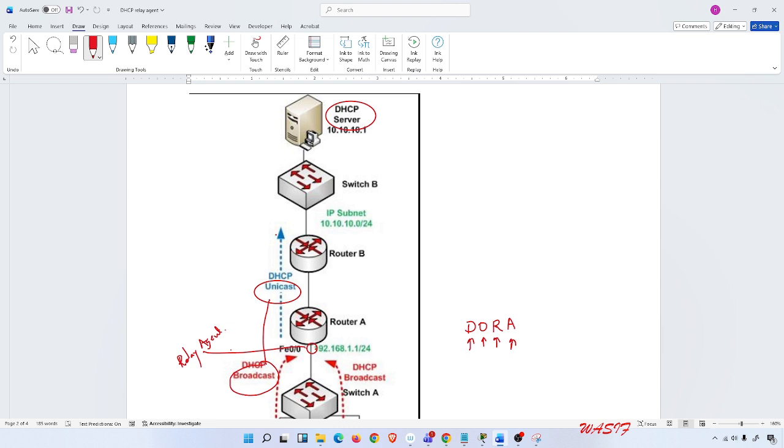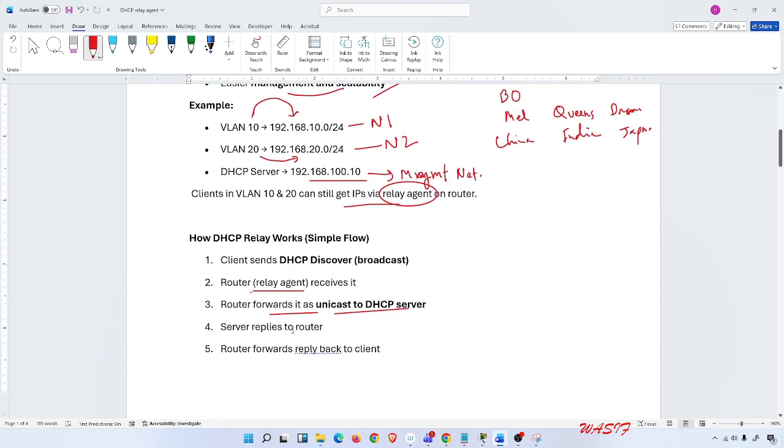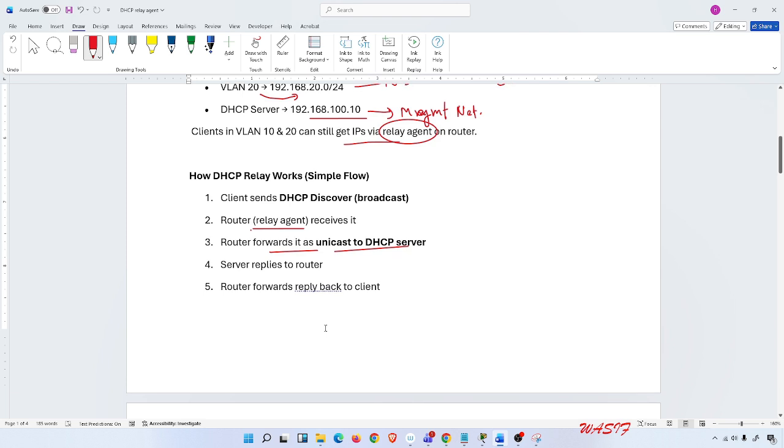All the processes are the same. The DHCP server will be able to hand over an IP address to your client machine, just like they are in the same network. Let's come here. The server replies to the router. The router forwards the unicast to the DHCP server. The server replies to the router, and the router forwards the packet to the client. The normal way how it happens.